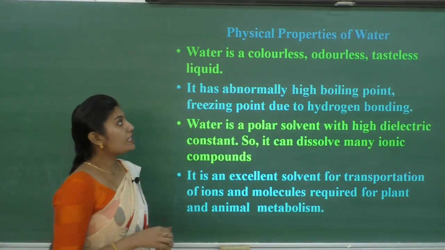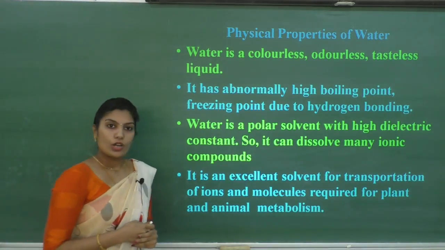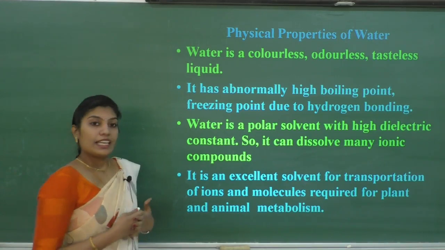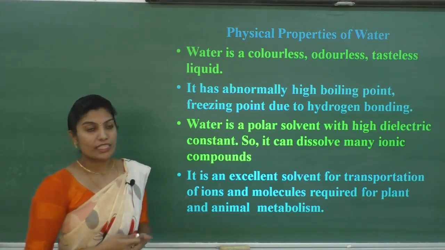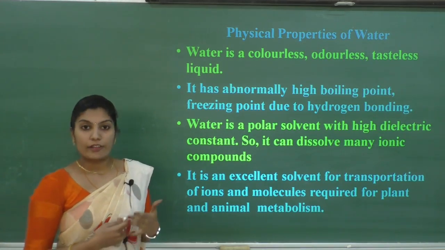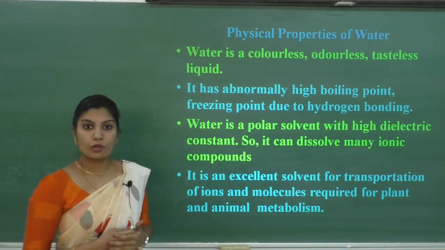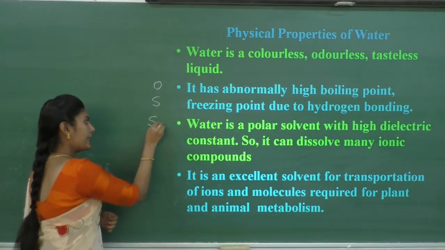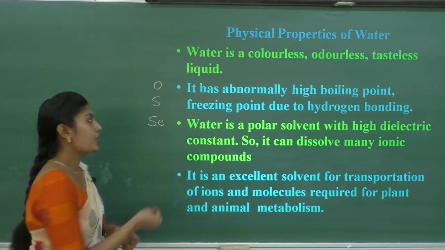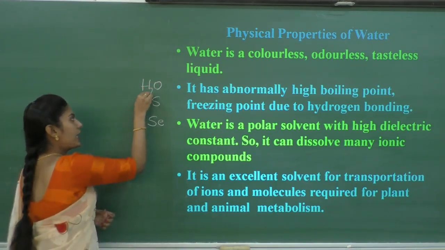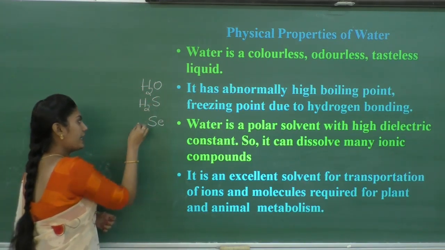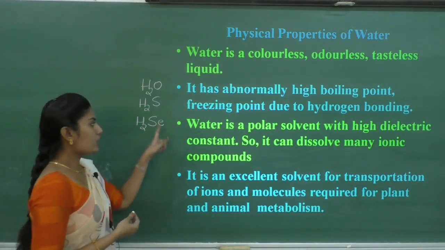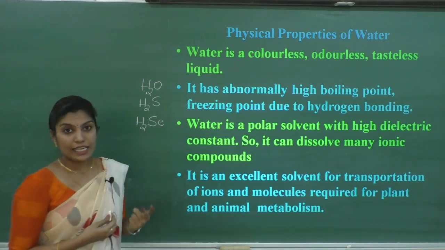Next, coming to the physical properties of water. You all know that water is a colorless, odorless and tasteless liquid. It is having high boiling point and freezing point. When we compare the hydrides of group 16 elements, you all know that oxygen, sulfur, selenium are the group 16 elements. These elements combine with hydrogen to form their respective hydrides like H2O, H2S, H2Se. Among these, water is having a high boiling point.